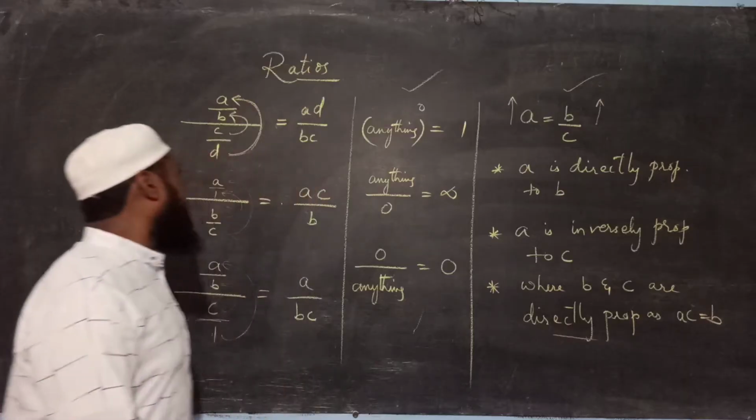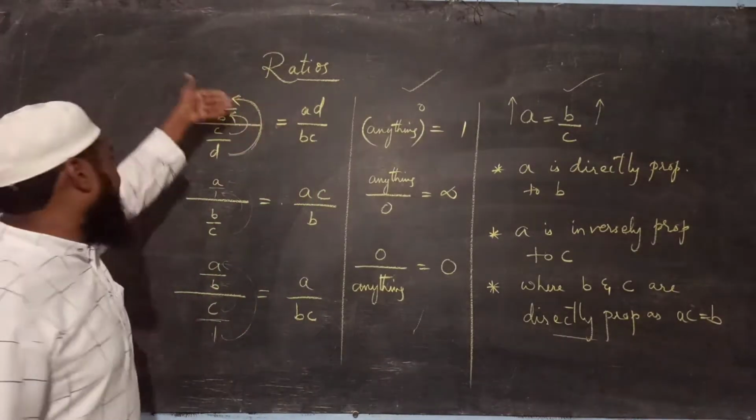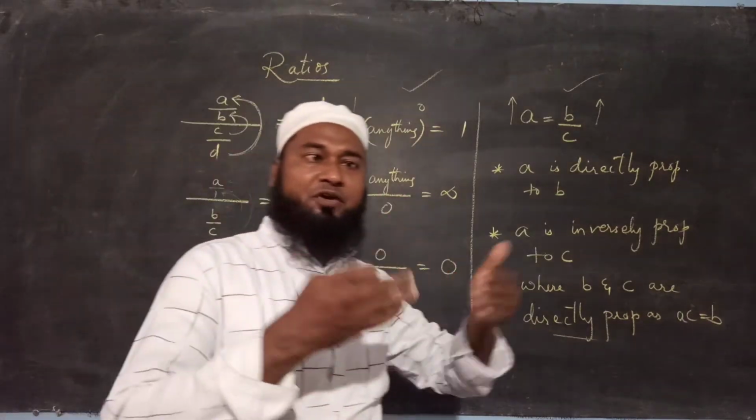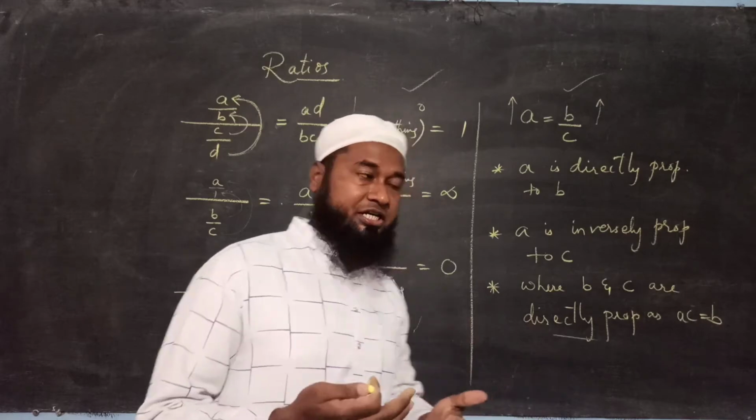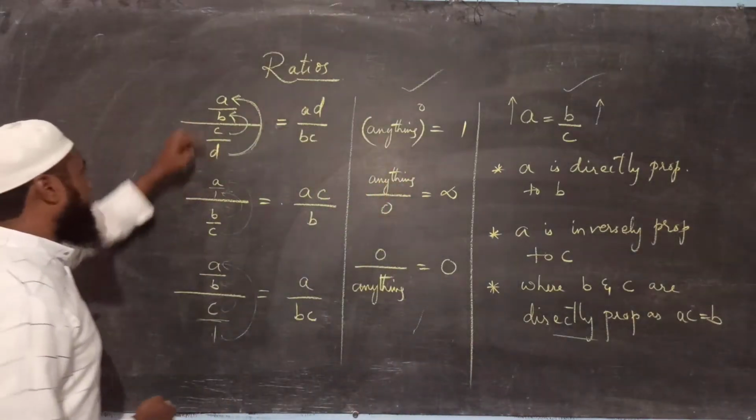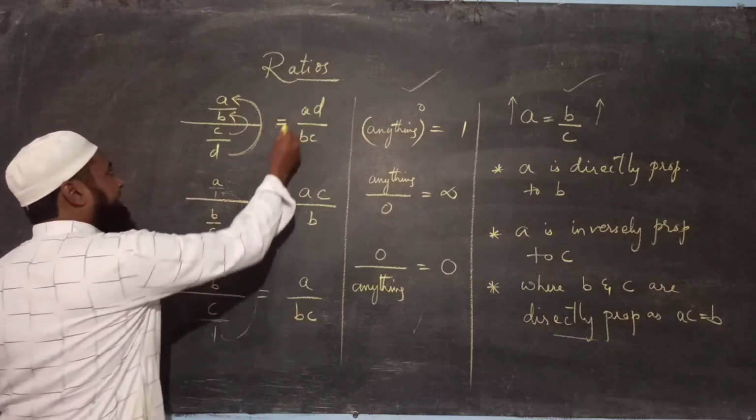Okay? The next part of formulas is regarding ratios. Many times in physics you will get this kind of ratio. In place of A, B, C, D you may get numbers, or you may get physical quantities. So how do you have to solve it? If you get A by B by C by D form, the answer will be AD by BC.